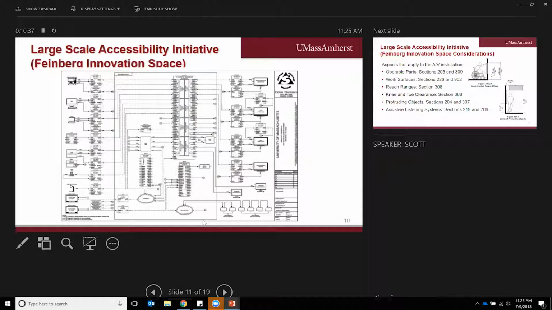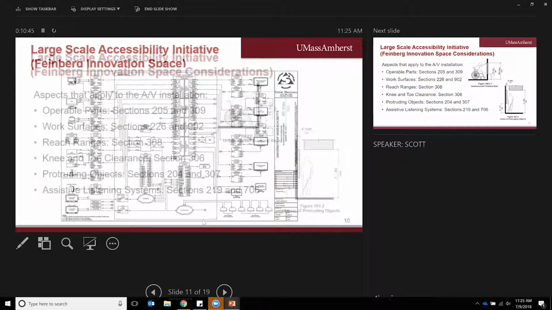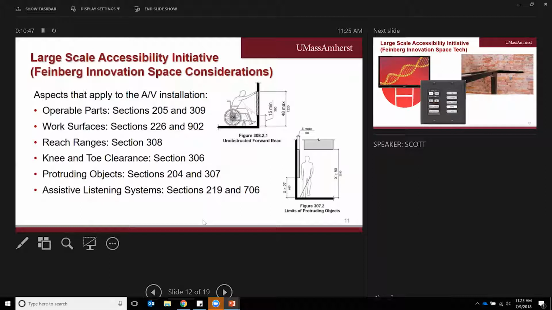What we have is a graphic designer's tablet on a height adjustable podium. If you want to go to the next one. Sorry, so these are the sections of the operable parts, the work surfaces, the reach ranges, the knee and toe clearance, the protruding objects, and the assisted listening systems I was kind of talking about from the AV installation laws. And we have links to all these too.